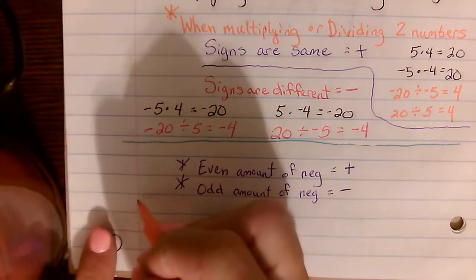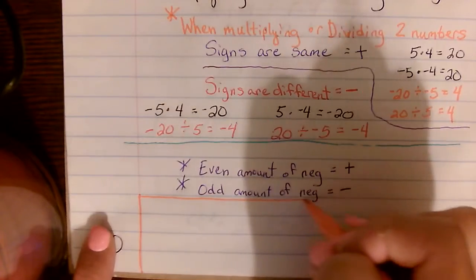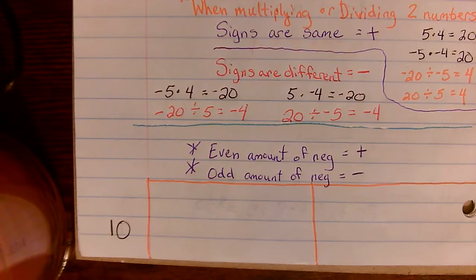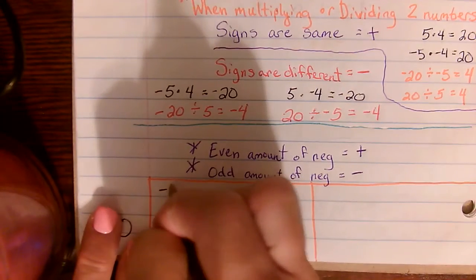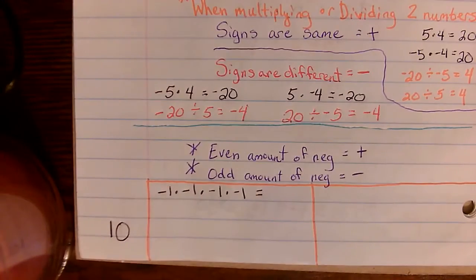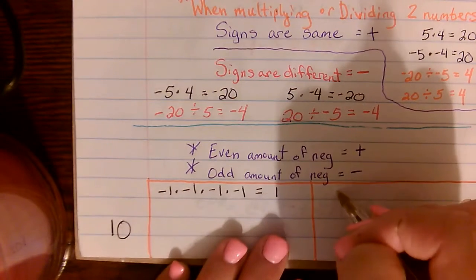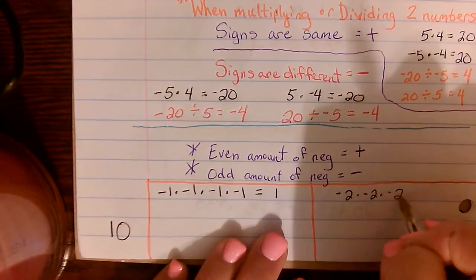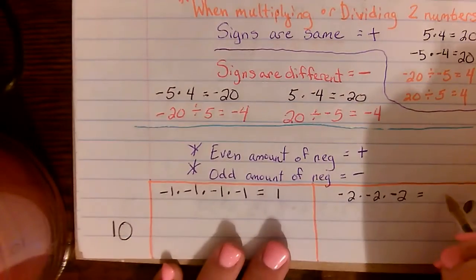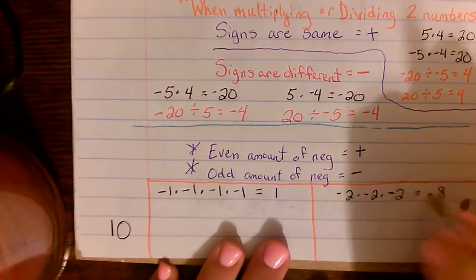I want to make a little box here so we can look at them. Divide it up so you can have room for more than one. So one example could be -1 times -1 times -1 times -1. I have 4 negatives being multiplied together. That's an even amount. Therefore, it is a positive 1. Let's look at another one. What if I do over here, -2 times -2 times -2? That is an odd amount of negative numbers. Well, 2 times 2 times 2, that's 8. There's an odd amount of negatives here, so it's -8.